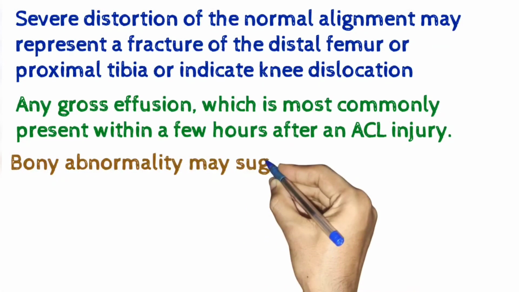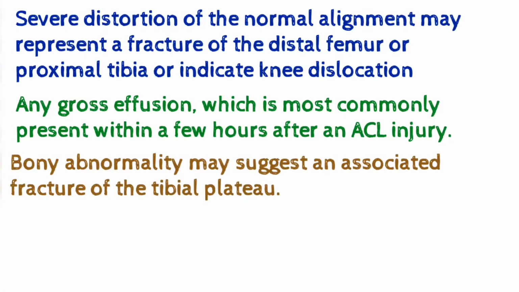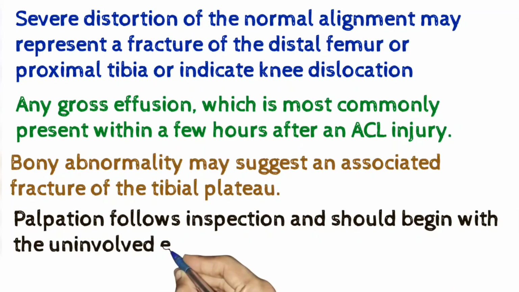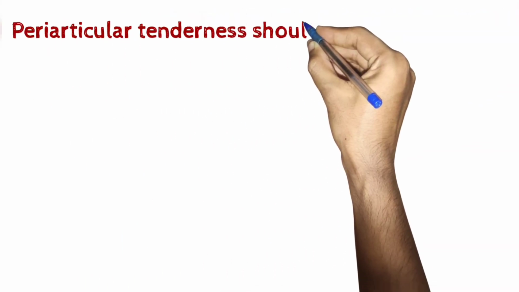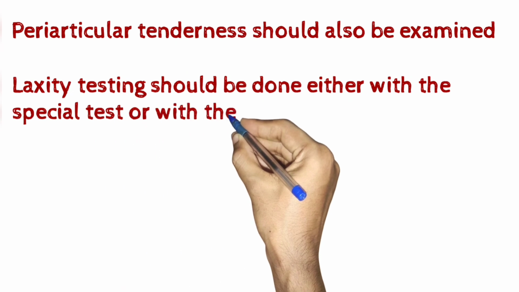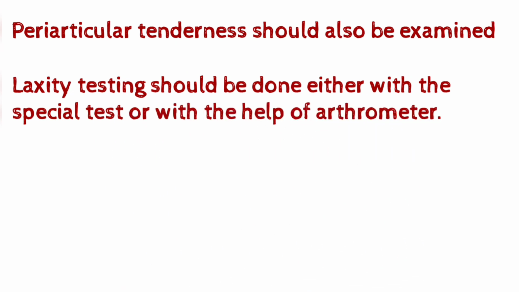Bony abnormality may suggest an associated fracture of the tibial plateau. Palpation follows inspection and should begin with the uninvolved extremity. Palpation confirms the presence and degree of effusion and bony injury. Periarticular tenderness should also be examined. Laxity testing should be done either with the special test or with the help of an arthrometer.